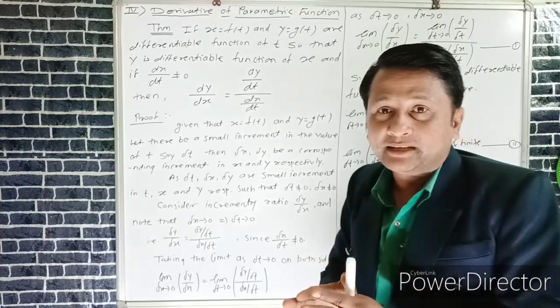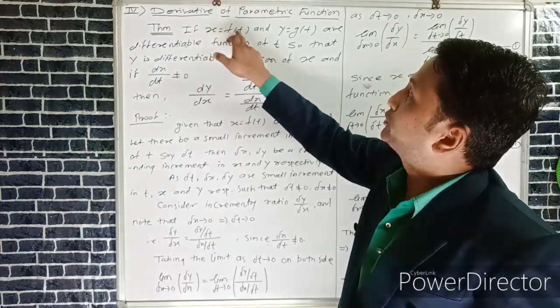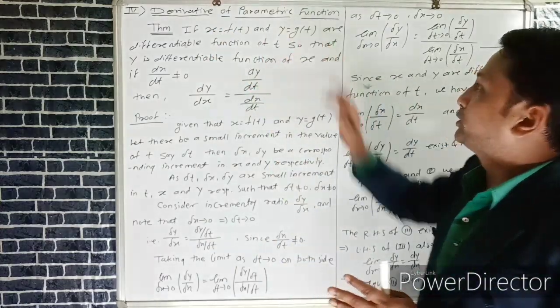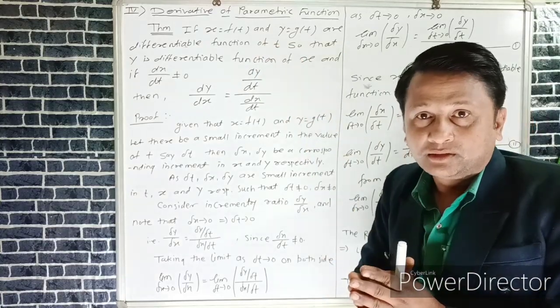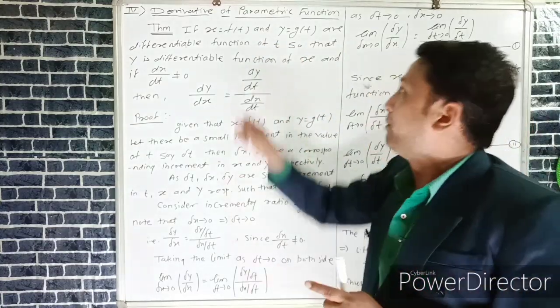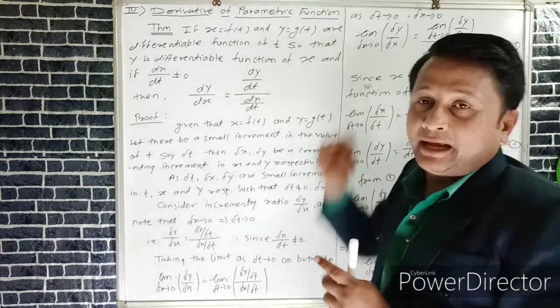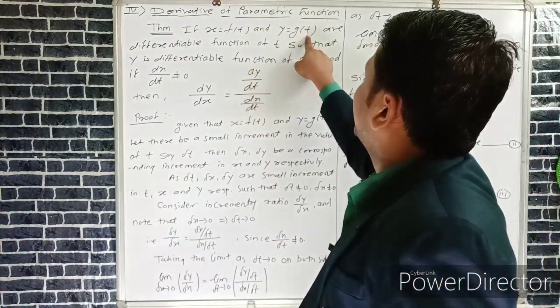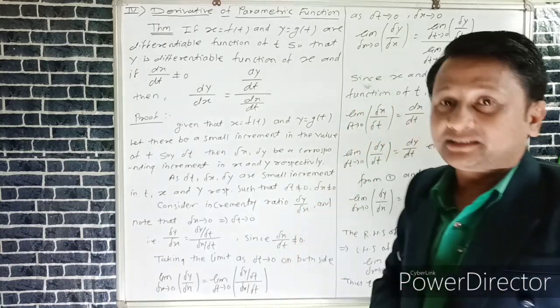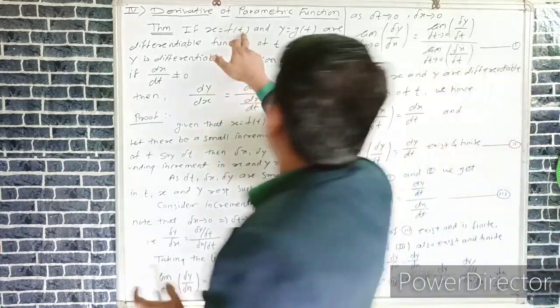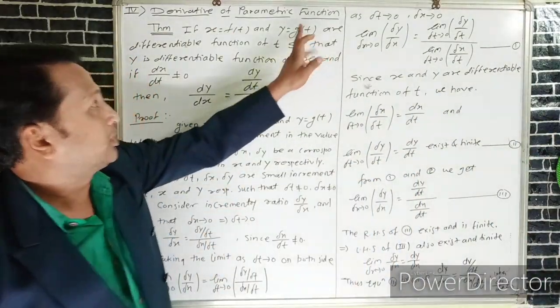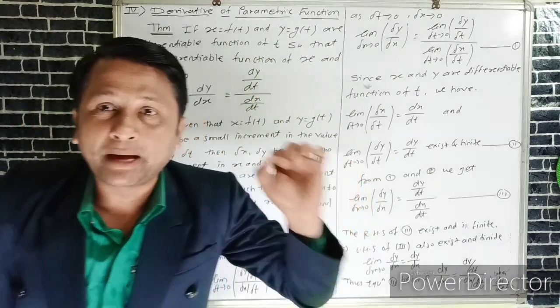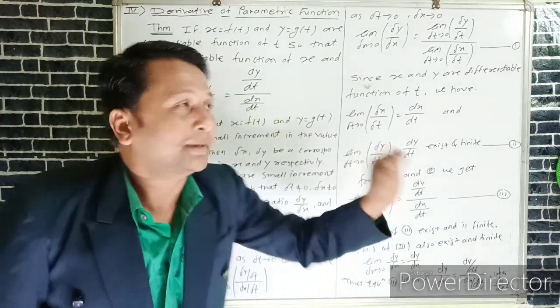Then we can say that function x and function y are both functions in the form of f of t and g of t. It means that here t is a parameter. Hence we can say that x is equal to f of t and y is equal to g of t are both functions in the parametric form, whose parameter is t.